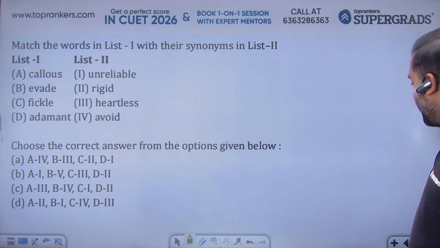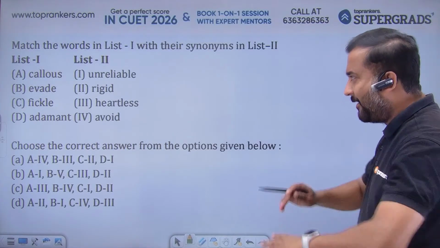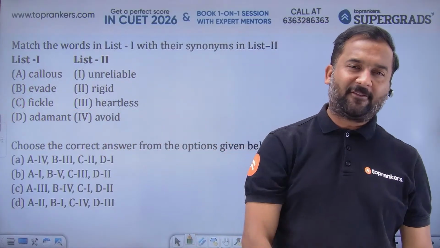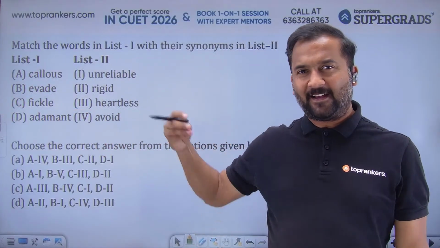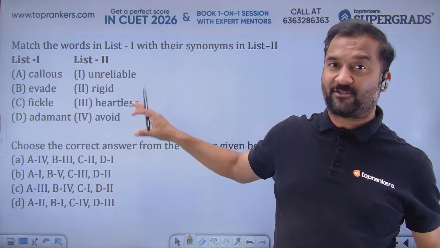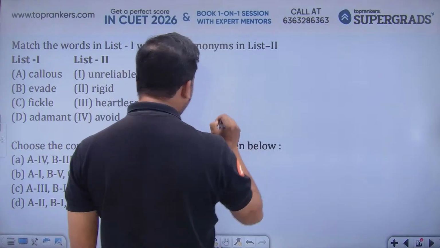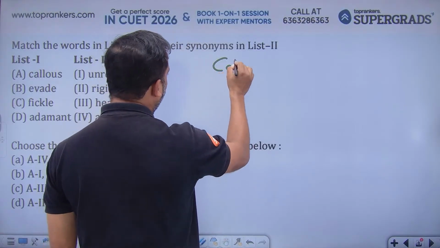Moving on, students, to question number 6. फेवरेट फॉर्मेट एनटीए का और स्टूडेंट्स का भी फेवरेट फॉर्मेट. स्टूडेंट्स को भी मजा आएगा अगर एग्जाम में मैच द कॉलम फॉर्मेट के क्वेश्चंस हो. स्टूडेंट्स, कैलस, व्हाट डज कैलस मीन? कैलस का मीनिंग यहाँ पे लिख देता हूं.